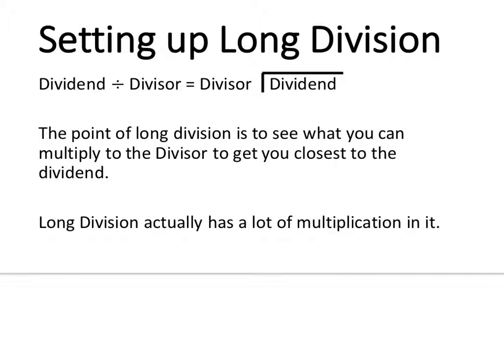So in setting up long division, your problem is going to look like this. They're going to give you a polynomial divided by another polynomial. So you're going to rewrite it with the divisor on the outside and the dividend on the inside. The point of long division is to see what you can multiply to the divisor to get you closest to the dividend. So long division actually has a lot of multiplication in it.